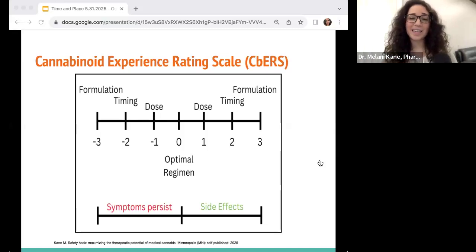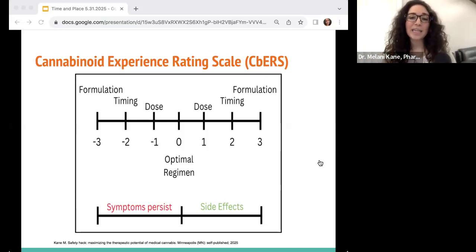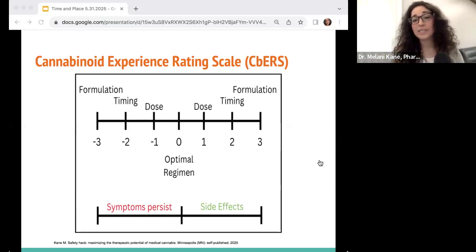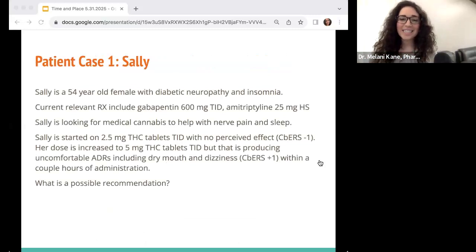And then on the positive side of the number line, we have side effects. So again, is it dose related or ratio related? Could this be the timing or just the formulation specific side effects that we just went through? So I do have a couple patient cases just to kind of help see this live.